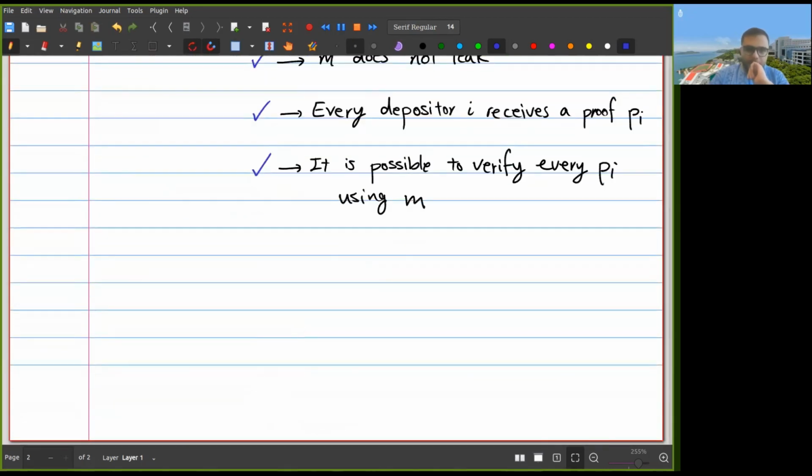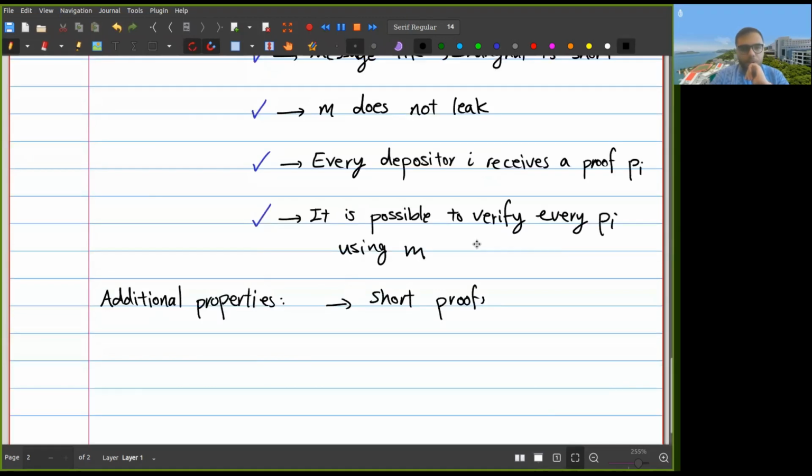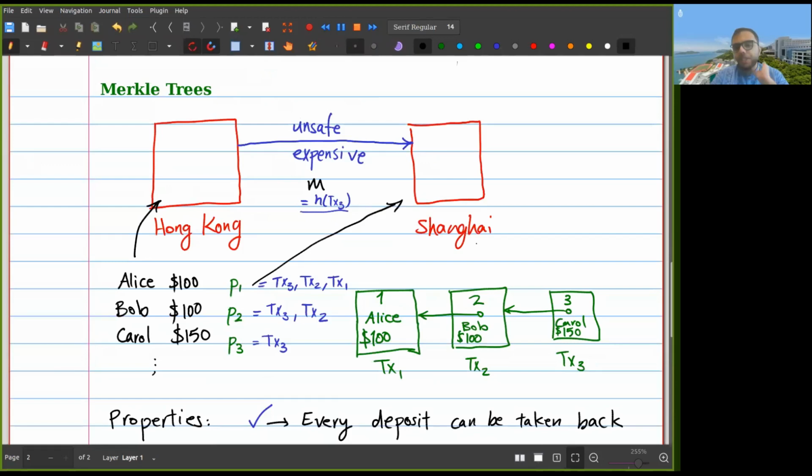So let's say that I want to also have these additional properties. Let's say I want to have short proofs. Actually, right now, the problem is that if I have n transactions, the length of my proof can become basically Ω(n), which is too long.